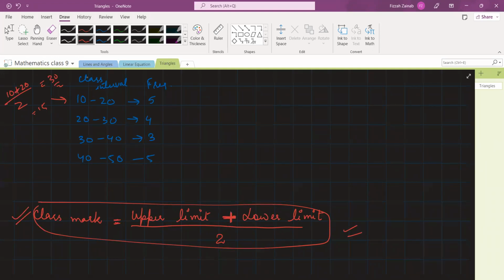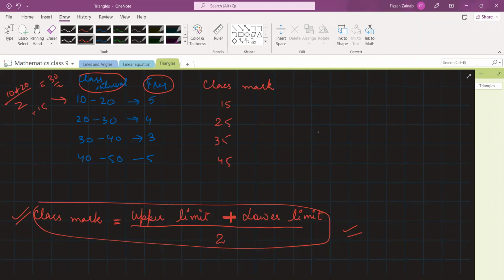So we make 3 columns. One is class interval, next is frequency, the third column we make for class mark, right? So class mark we calculate one by one from this formula. So 10 to 20, so I'll get 15 obviously. 20 to 30 will give me 25, 30 to 40, 35, 40 to 50, 45. That you can check from formula also, right? So I've got the class mark.